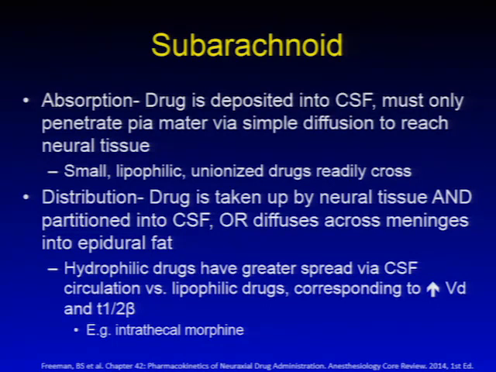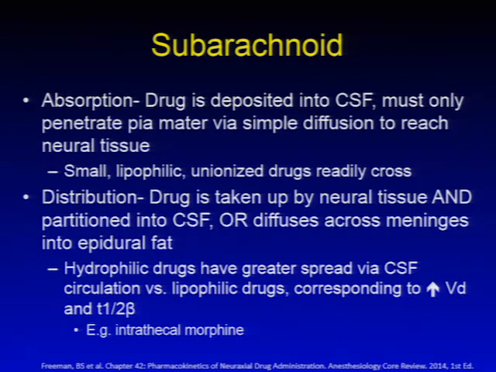When we talk about intrathecal or subarachnoid administration, in terms of absorption, again, the drug is deposited directly into the CSF. It only has to penetrate the pia mater through simple diffusion to reach its site of effect. And again, it's the smaller, lipophilic, unionized drugs that are much more able to readily cross the pia mater and reach their site of effect. In terms of distribution, the drug has two paths that it can take. Again, it can be taken up by neural tissue and partitioned into the aqueous CSF, or, and this is a much smaller percentage, some can diffuse back across the meninges into the epidural fat.